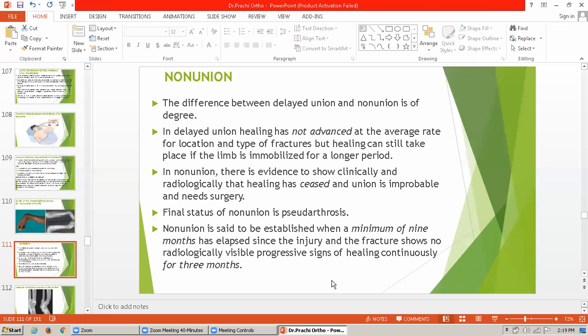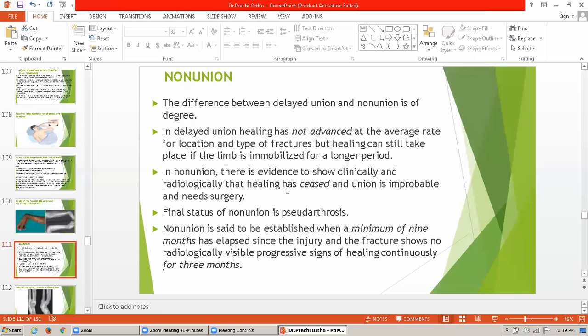So, the difference between delayed union and non-union is of degree. In delayed union, healing has not advanced at the average rate for the location and the type of the fracture, but healing can still take place if the limb is immobilized for a longer period. So when immobilization is done for a long period, healing can take place in such cases.